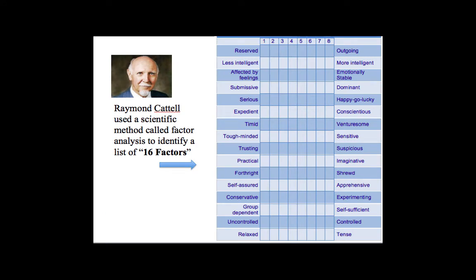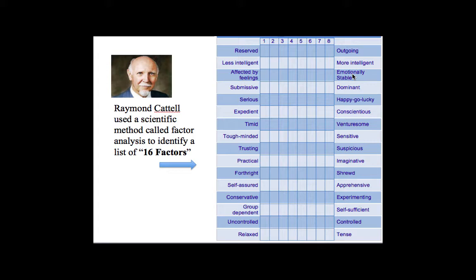Cattell identified 16 traits, and you can see that they exist on a scale from reserved to outgoing. He's putting IQ and intelligence on here, and intelligence we could interpret as the ability to solve complex problems. At least that's one form of intelligence. There are other forms of intelligence, like athletic intelligence, natural intelligence, people who have the ability to interface with plants and animals, for example. Affected by feelings versus emotionally stable. This is, say, reactive versus emotionally stable.